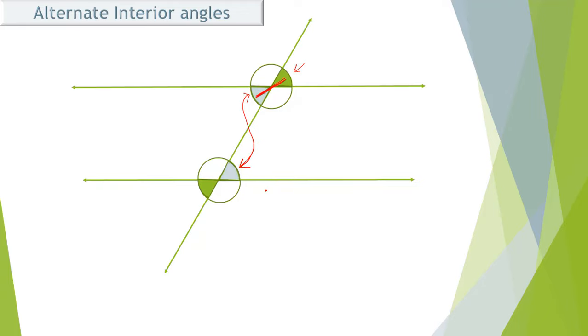Alternate interior angles. This is a very important term, and knowing this will help you solve many problems. We call it interior because they are inside the parallel lines, and alternate because they are at the opposite sides of the transversal. So alternate interior angles are also congruent.